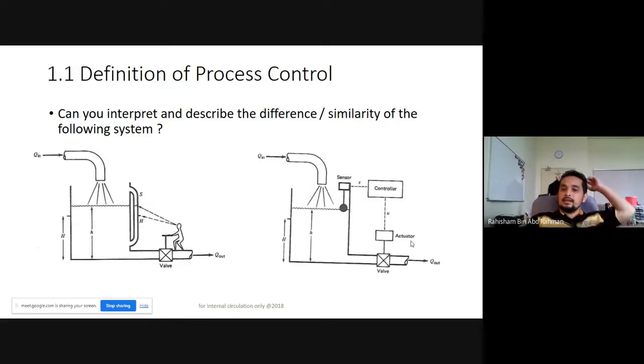Based on the one that we discussed just now, maybe some of you, Hakim, can you describe the advantage and disadvantage of these two approaches? One is auto, one is manual for this process control.